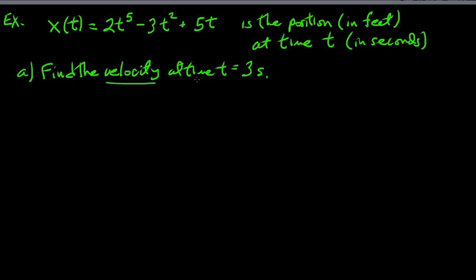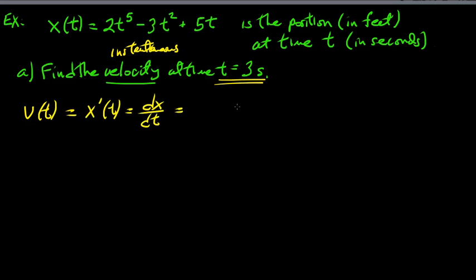So first question is we want to find the velocity at time t equals 3. And because we're only given one time, right, it doesn't say from t equals 2 to t equals 3, right? That would be average velocity. We're given the velocity at time t equals 3 seconds. So again, that means instantaneous velocity, which means the derivative, right? So to find the velocity at any time, we just take the derivative, x prime of t, or dx over dt. And hopefully you can do that in your head now, right? 10t to the fourth minus 6t plus 5.